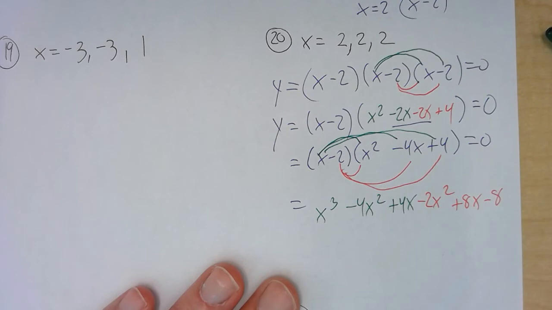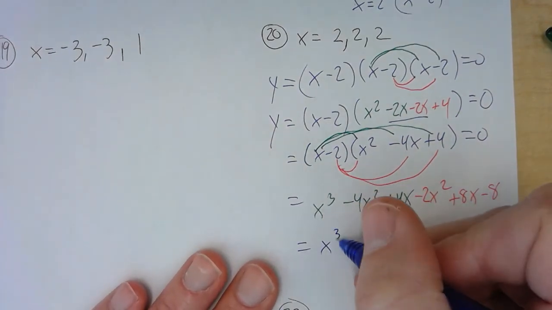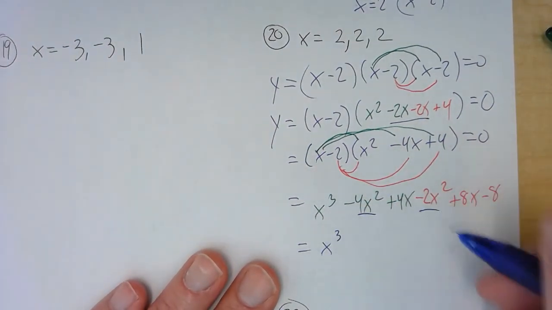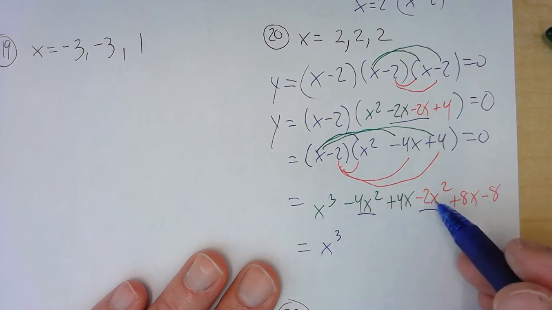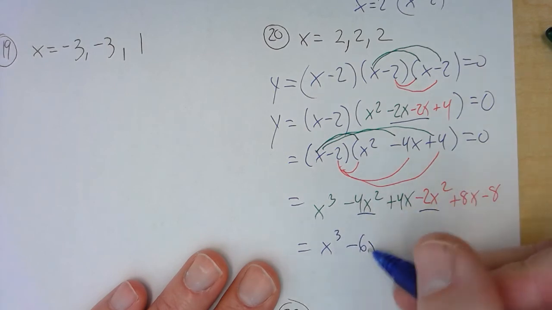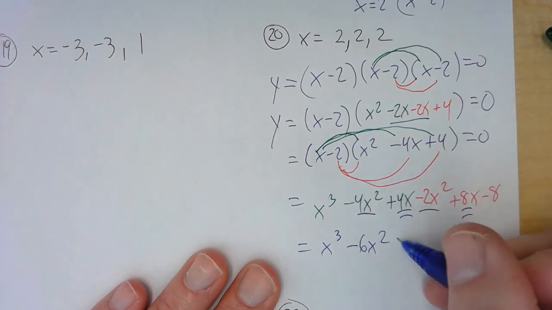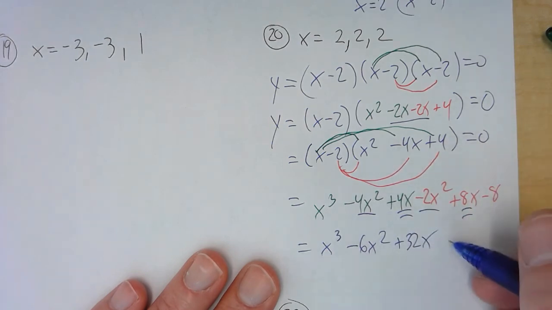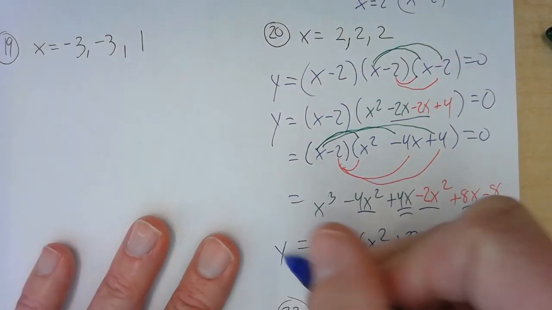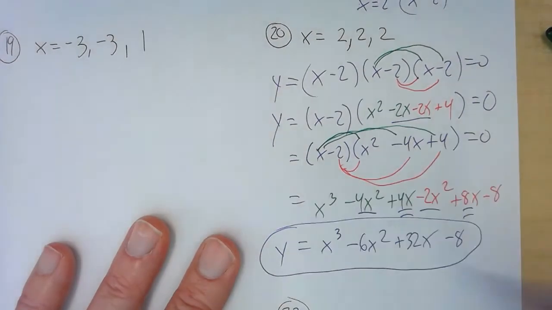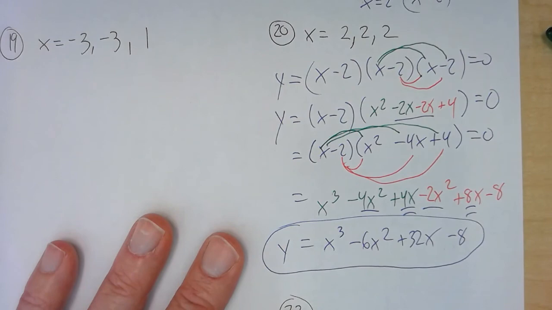And then we put together our like terms. X cubed, the squareds go together, negative and negative makes bigger negative, so negative 6x squared. The x's go together, 4 and 8 makes 12, and then minus 8. So there's the answer for that one.